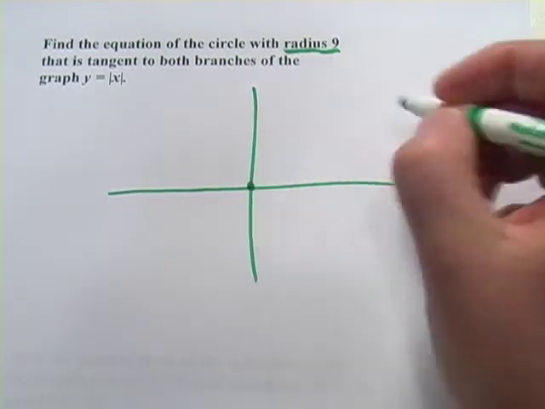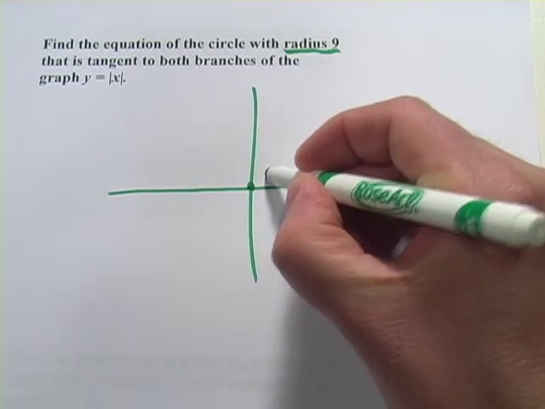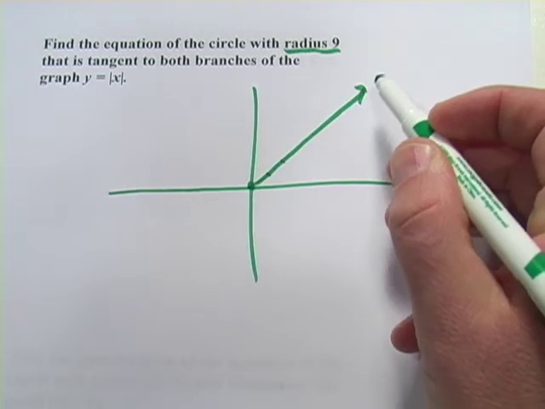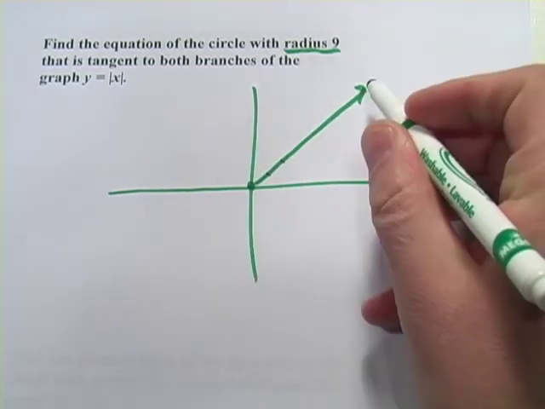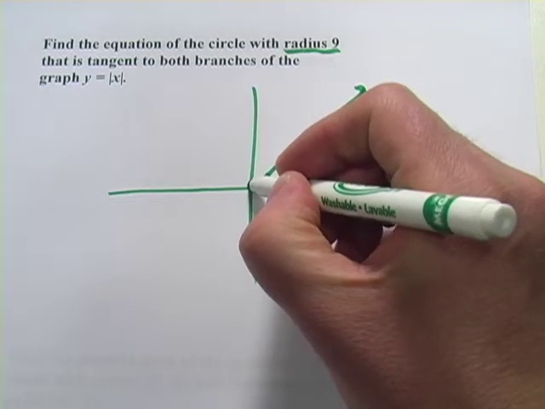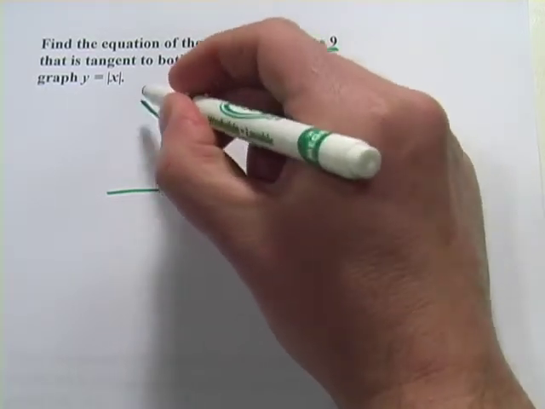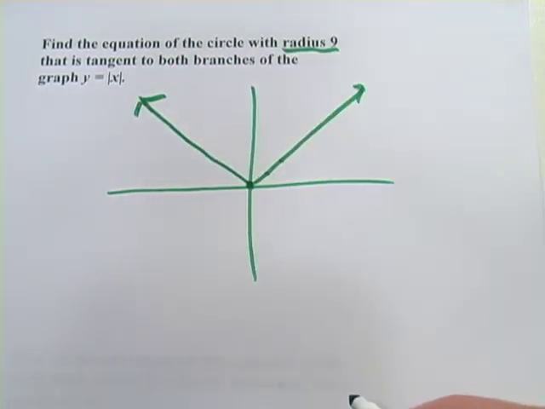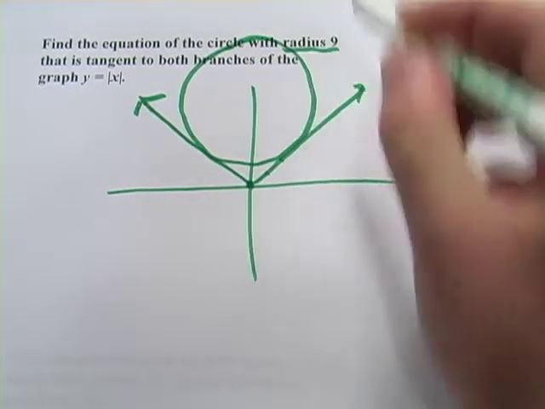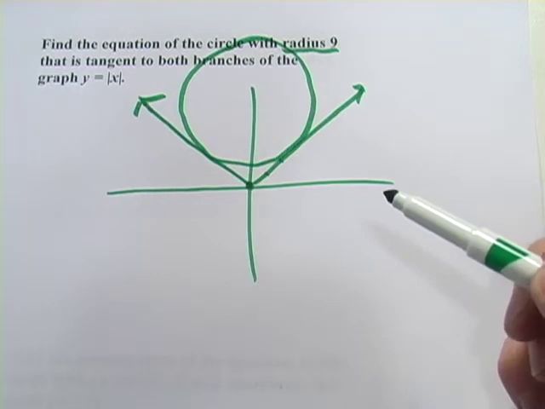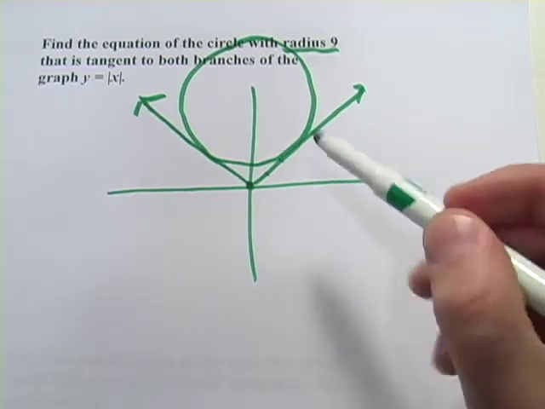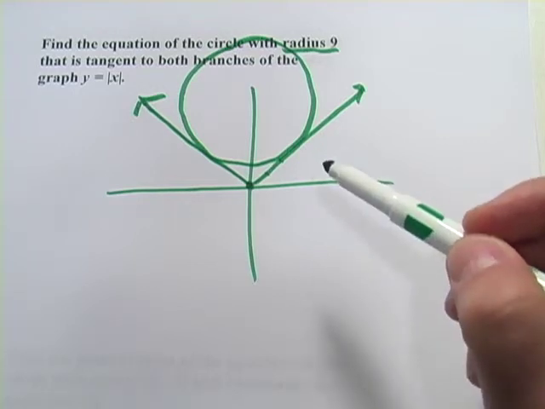And you should know if you put in 0, you get 0. If you put in 1, you get 1. So on the right here, you get a branch going up like that. It's got a slope of 1. And then on the left, if you put in -1 for x, you get 1 for y. So you've got that sort of mirror image branch going up there. So our circle, if we can visualize this, is just going to be nestled down in there, just barely touching there. We've got our radius. It says a radius of 9. How do we determine the center?